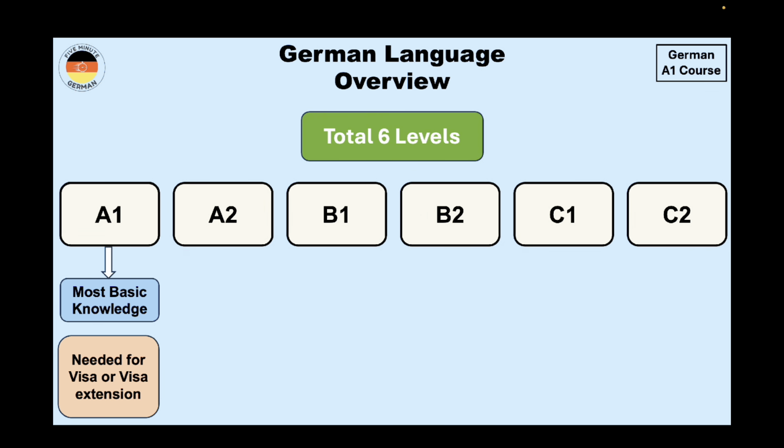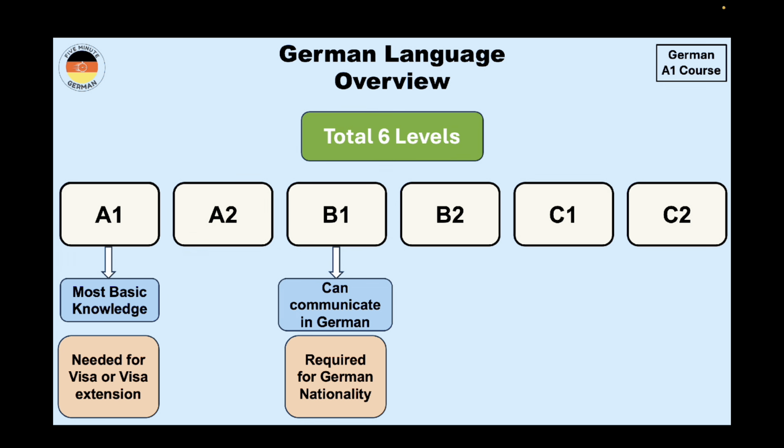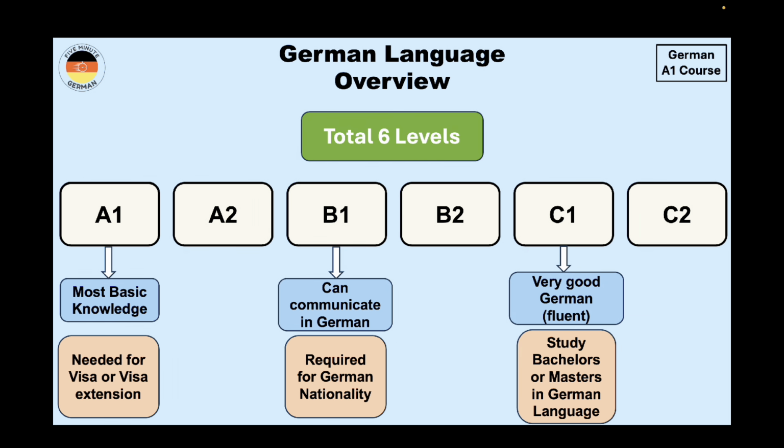provide an A1 certificate. The B1 level means that you are able to communicate in German, and the B1 level is required when you are applying for a German nationality. Then they will ask you to provide a B1 certificate. C1 level means that you are very good in German, almost fluent, and once you have reached the C1 level, then you are allowed to study bachelor's or master's in German language. So C1 is a very high level of German. And then C2 is the level of a native speaker. This is the highest level that you can achieve in German language.